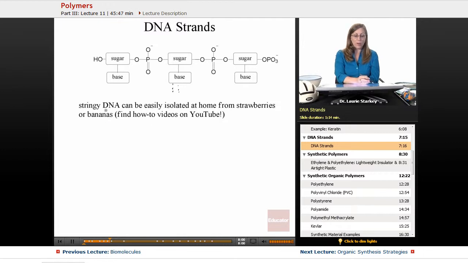Now, the way you can observe DNA as a polymer is you can search on YouTube for some videos on how to isolate DNA from strawberries or from bananas. It's a real easy experiment you could do at home where you denature the cell, or you break down the cells, and then you can pull out these really, really long strands, this stringy material, and that's actually the DNA. You can see really, really long strands of the DNA that you can isolate. It's kind of a cool experiment to try.